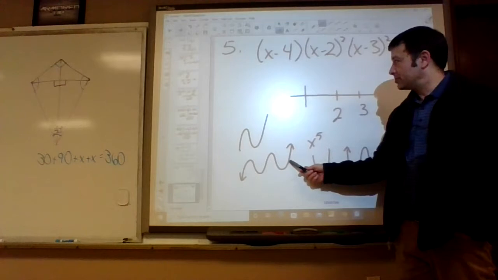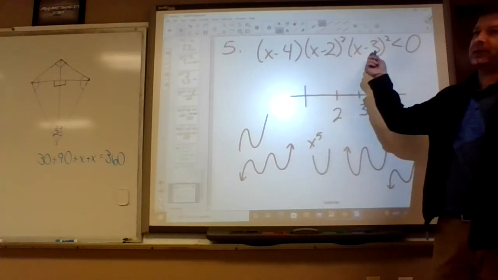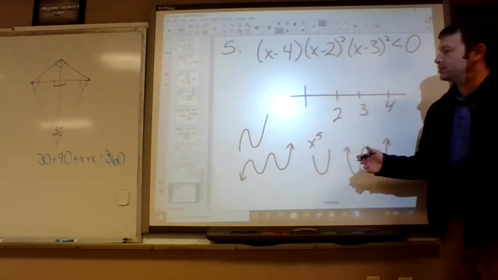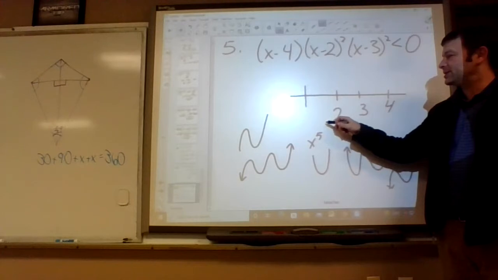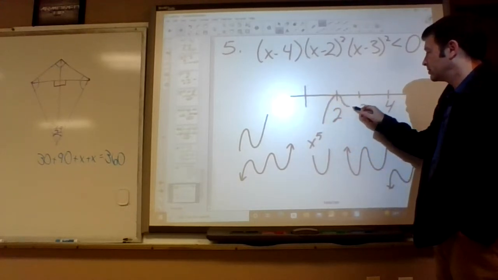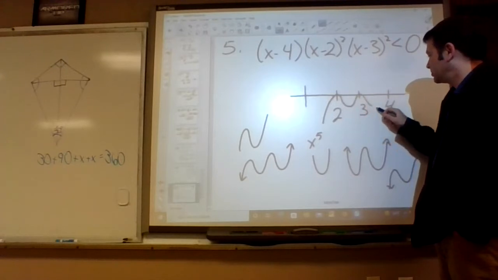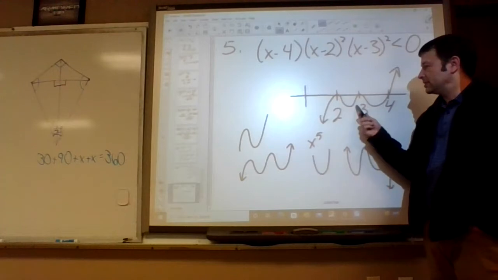Looks like this, but 2 and 3 are what we call double roots. Way back, like 2 or 3 chapters ago, double roots is where it hits but it doesn't go through. So it looks kind of like that, and that's a double root also. We are trying to find everything else. Everything before. So it looks like that.